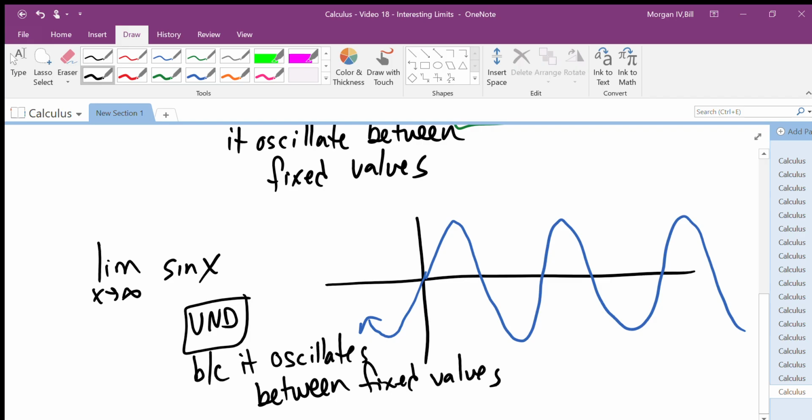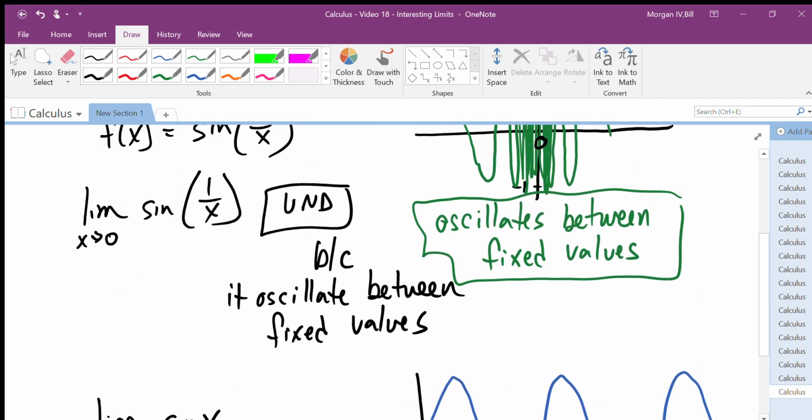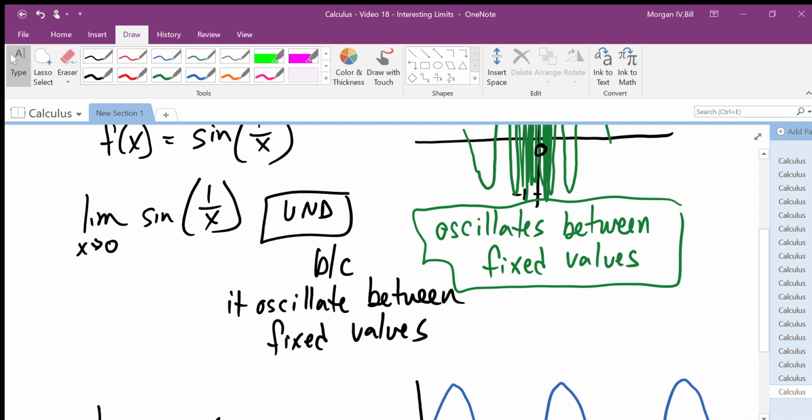This works also for cosine of x, and the first example also works for cosine of 1 over x. Same thing, or very similar at least.